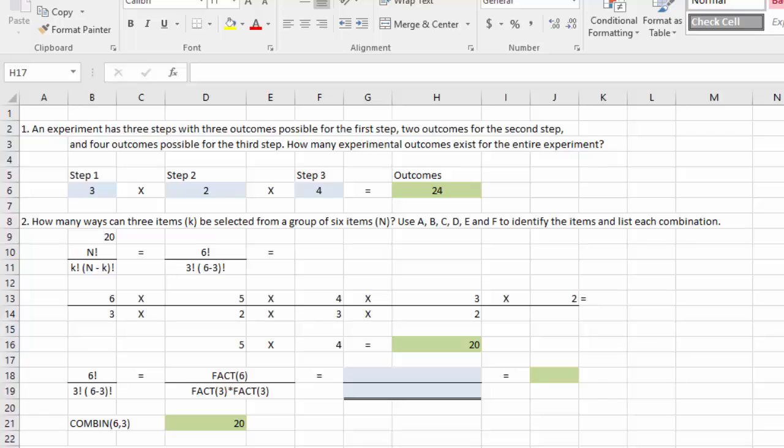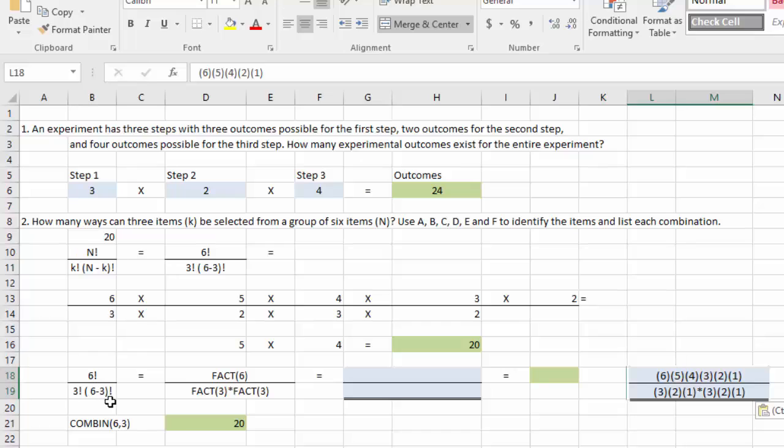If we look at 6 factorial, just to put it in a meaningful way here, I'm going to click over here and do this. It's really saying factorial 6, which is 6, 5, 4, 3, 2, 1, divided by 3 factorial times 6 minus 3 factorial. So this is just saying 3 times 2 times 1 times 3 times 2 times 1. So factorial of 3 times factorial of 3. It's really important that we understand how we calculate this, because we can use Excel to get to this number quite easily, but you need to understand what this means when we say 6 factorial.